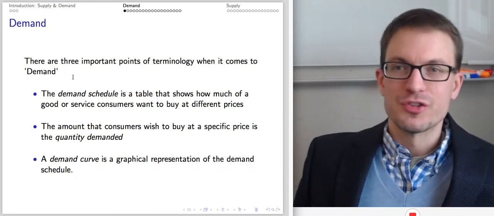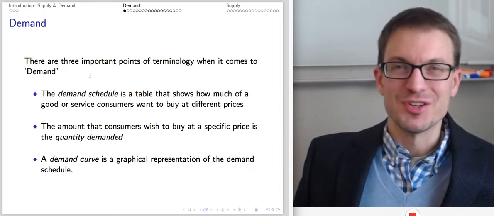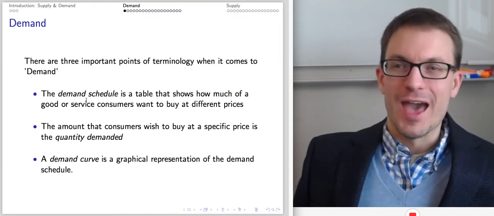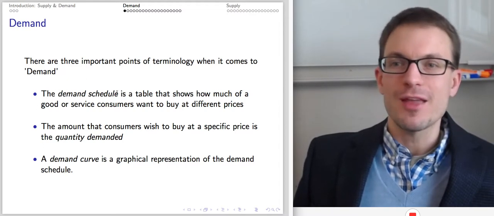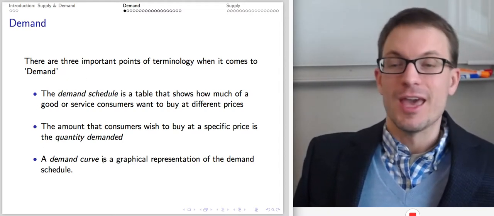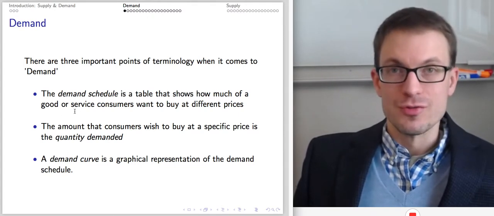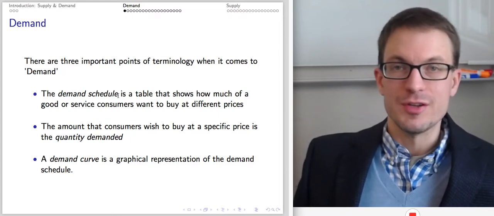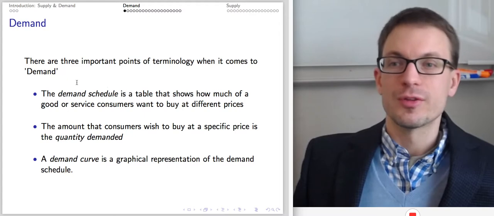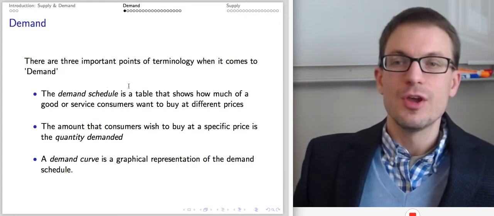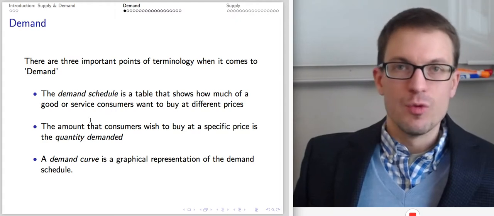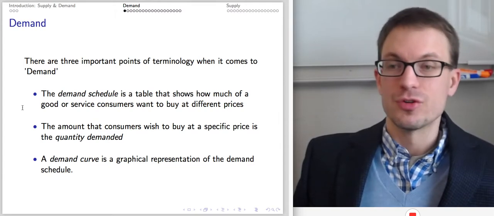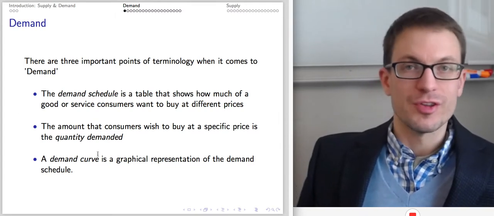There are three important parts of terminology when it comes to demand, and this follows exactly off of what I said initially to introduce today. We have the demand schedule, we have quantity demanded, and we have the demand curve. The demand schedule is a table. It's a table format that's going to give us all the combinations of price and quantity for a specific good or service, reporting the information regarding what consumers want to buy at every price. We can depict the demand schedule graphically, and that's called a demand curve, and it's going to have exactly the same information.